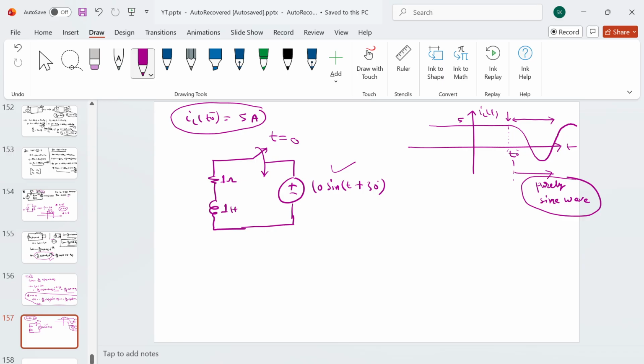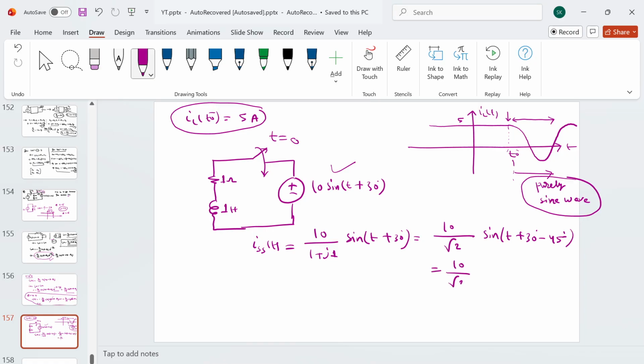So how to do that? Maybe I can calculate the steady state current. I_s(t) is equal to 10 by (1 plus j1) sine(t plus 30 degrees), so 10 by root 2 sine(t plus 30 minus 45 degrees). So 10 by root 2 sine(t minus 15 degrees). This is my steady state current.